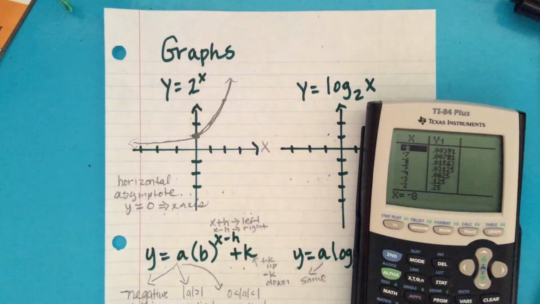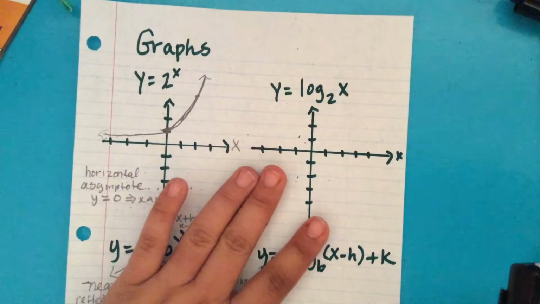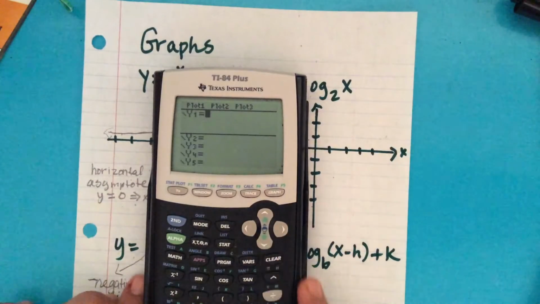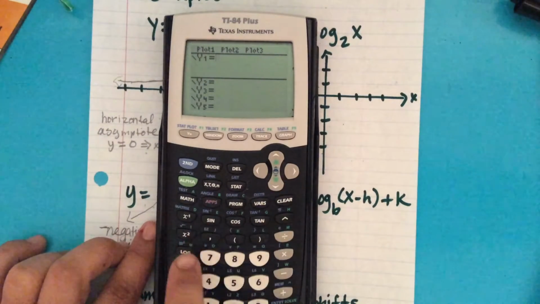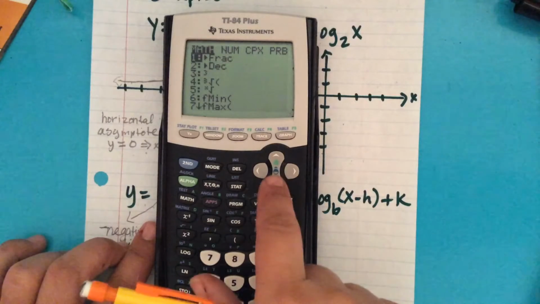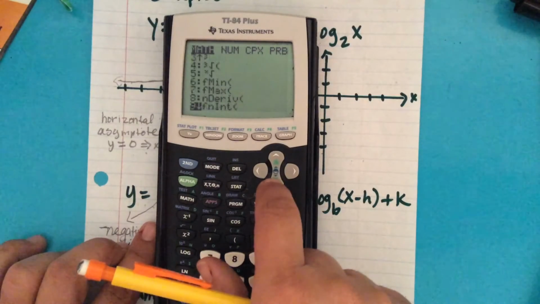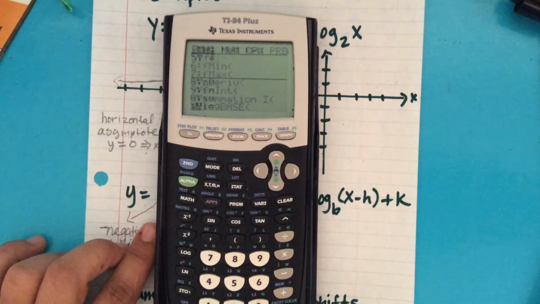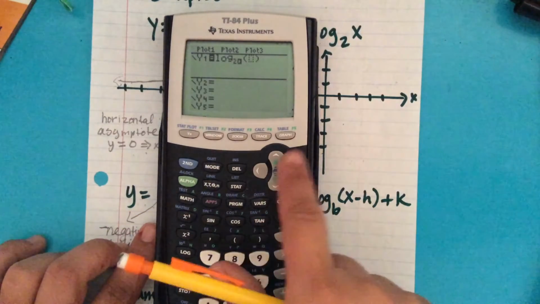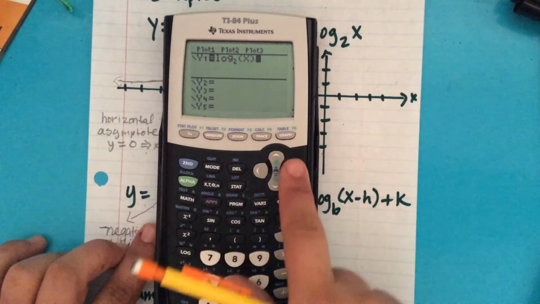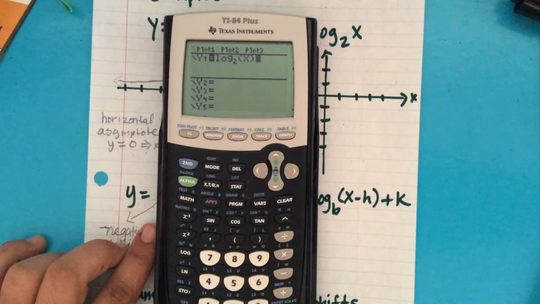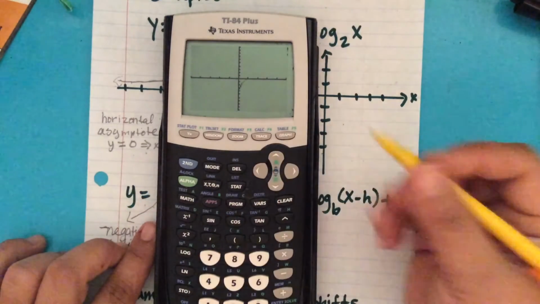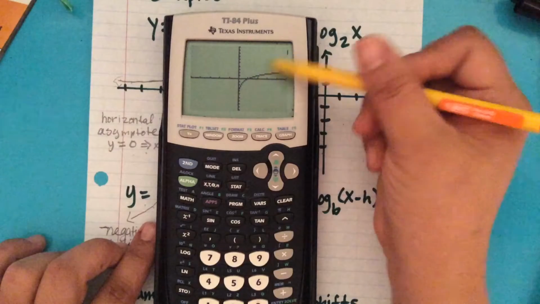Okay, so now the log base 2, if we want to put it into the calculator, please make sure you guys pay attention. You have to go to math and then go all the way down to where you see the log base, right there. Press enter, and then you're going to put 2 and then x right there. So that's how you get the log base 2 of x on the calculator.